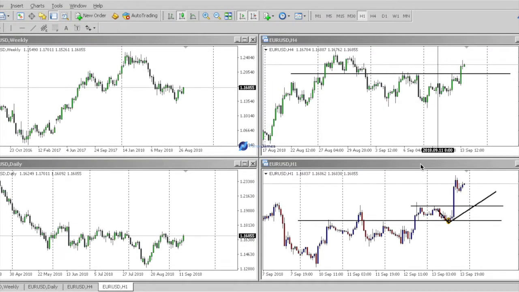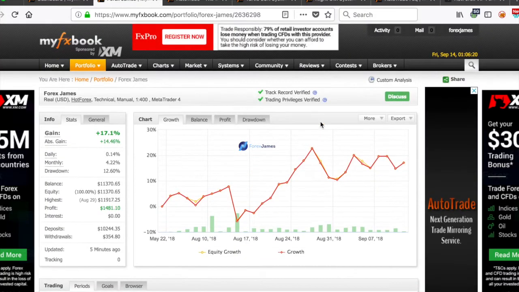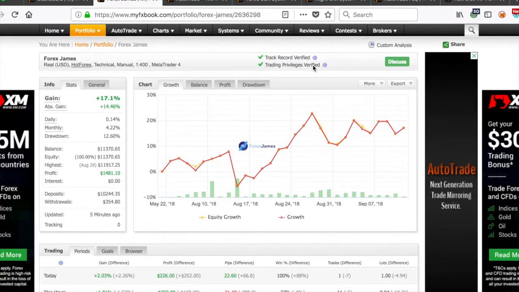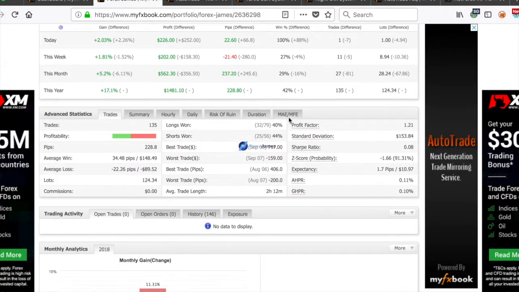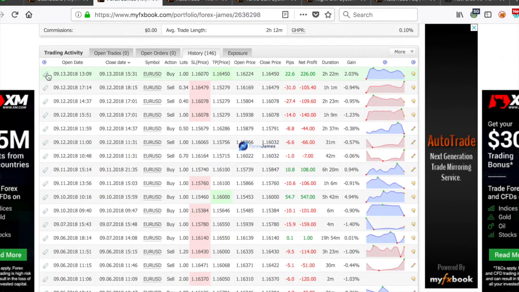Okay, guys, we hit a take profit target here a few hours ago. It was an easy 2-to-1 trade. This is the account I'm using to trade, and this was the position here.